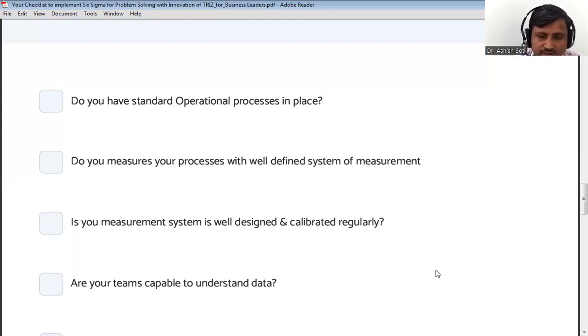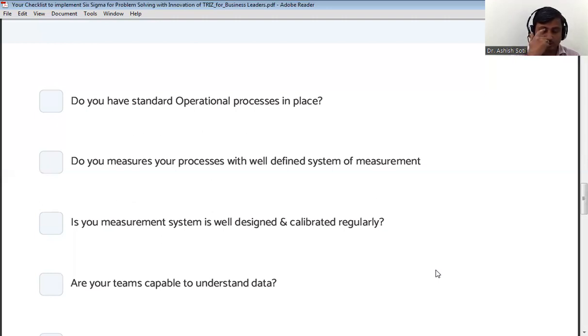Is your measurement system well designed and calibrated regularly? Once you have designed your system, is it well designed? Well designed means, for example, you are measuring some dimensions. Is the measuring device you are using capable of reading that accurately and precisely? That is the meaning of it.